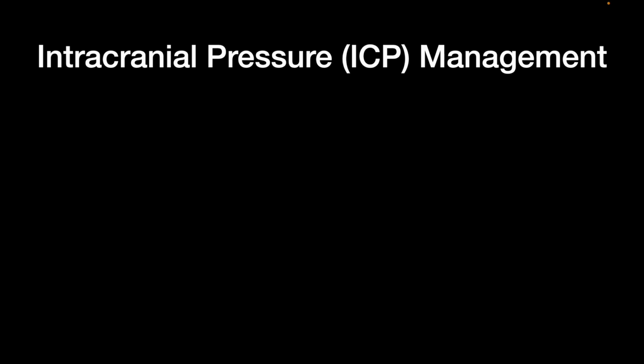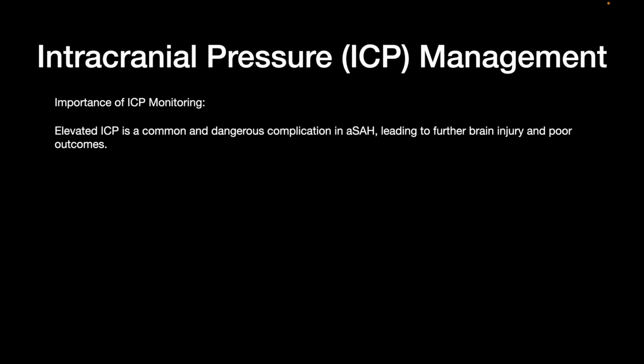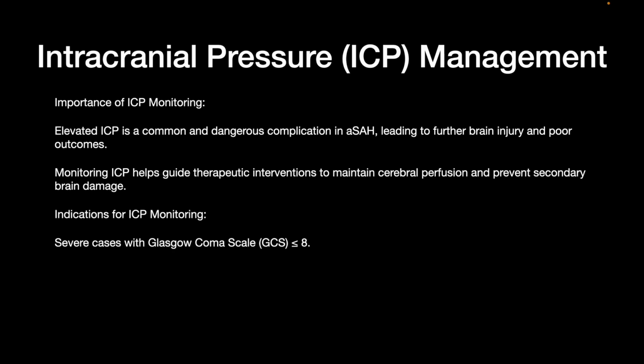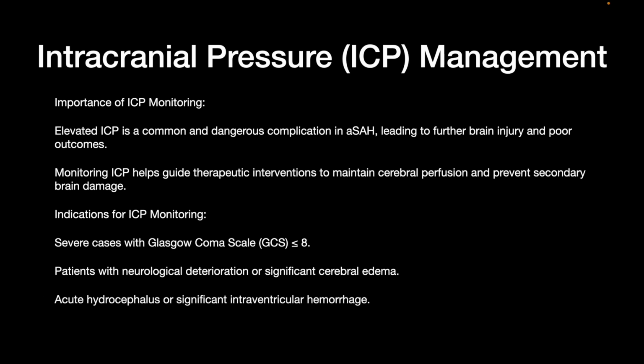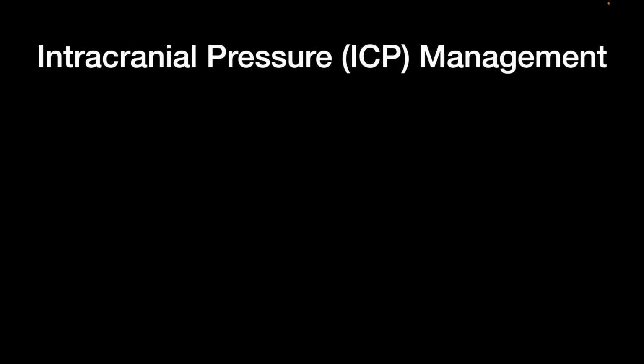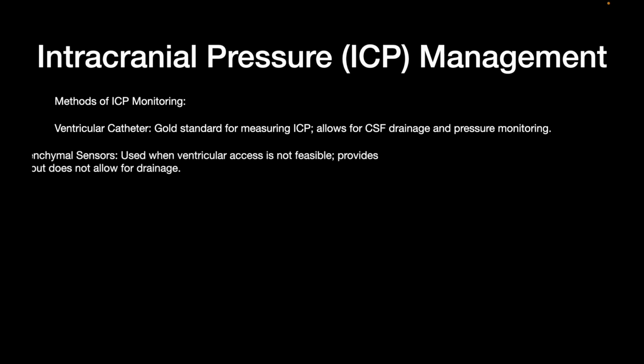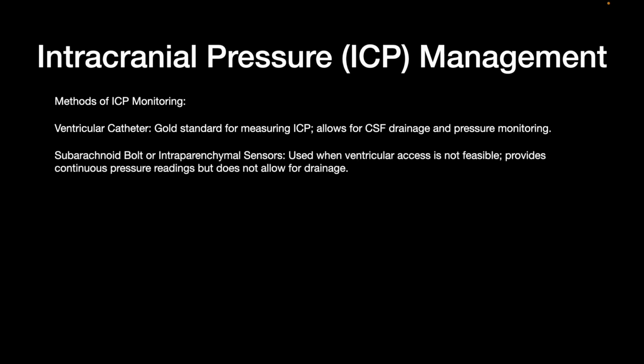The next important complication is raised ICP, which can occur because of various reasons, and elevated ICP is a real poor outcome measure. So monitoring ICP becomes a very crucial factor. The indications for ICP monitoring are severe cases, that is a GCS less than 8, patients with neurological deterioration or significant cerebral edema, acute hydrocephalus and significant intraventricular hemorrhage, and during the perioperative period when CSF drainage is required. The methods: first is putting in a ventricular catheter, which is the easiest method available and the gold standard. Apart from that, you can put subarachnoid bolts or intraparenchymal sensors.